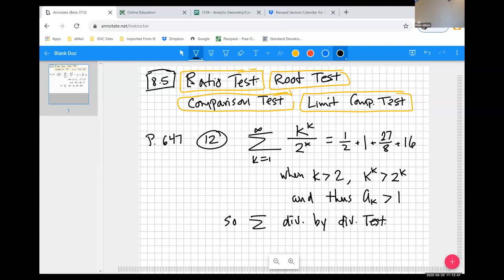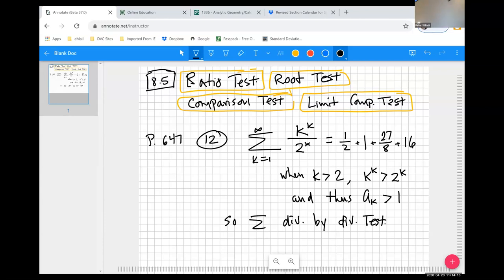Again, the divergence test says if the terms themselves are not going to zero, then the series diverges. And in this case, after the second term, every term is bigger than 1, a lot bigger than 1. In fact, the terms themselves in this case are going off to infinity. They're certainly not going to zero. So this diverges.